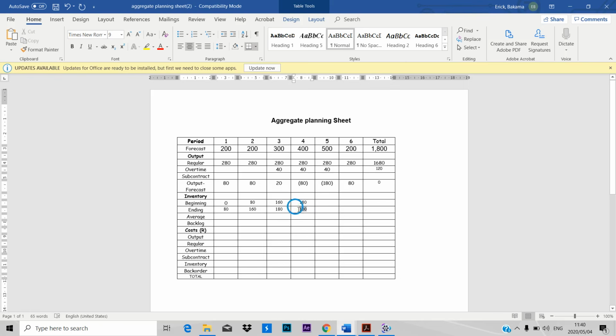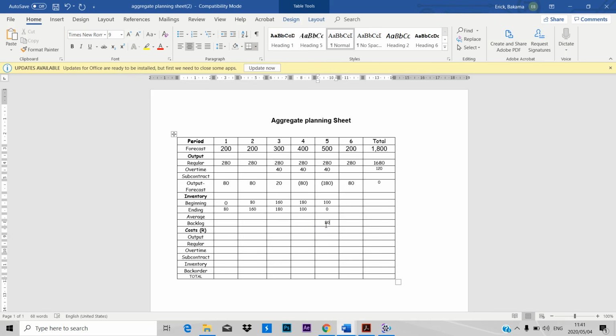And the 100 that we remain with, we're going to start with again in period 5. So in period 5, we're going to start with 100 units. We still owe the customer something like 180 units, but we have 100 units here. What is going to happen is we will give him all the 100, but he needs 180. We give him all the 100, our ending inventory is going to be 0. But then we will have a backlog because we still owe him 80 units. Now the backlog here is going to be 80.